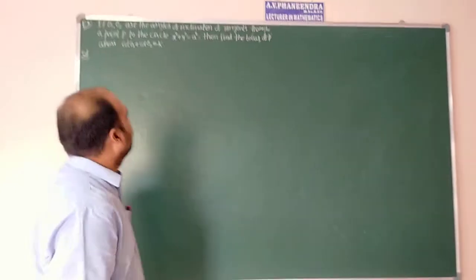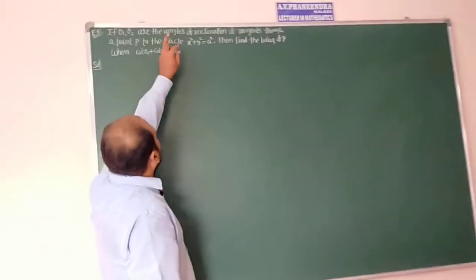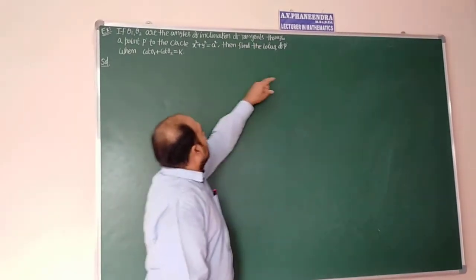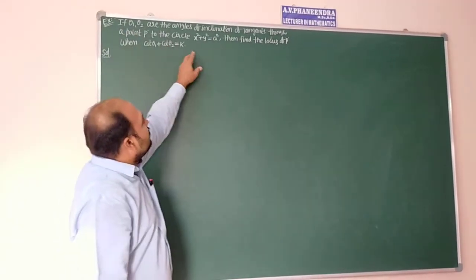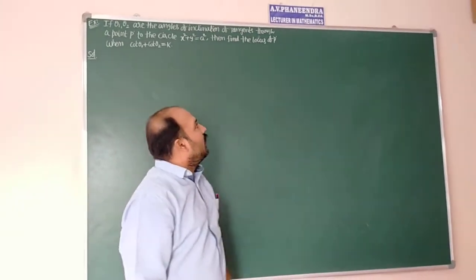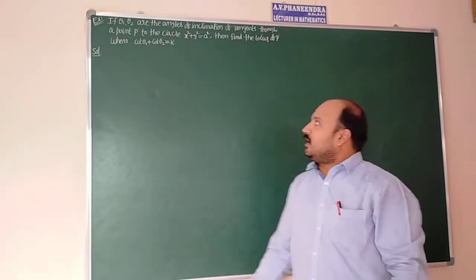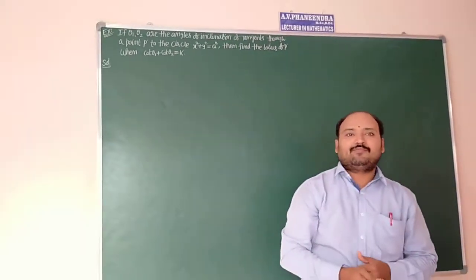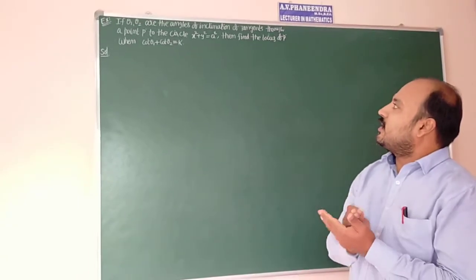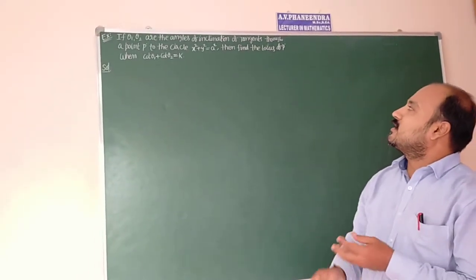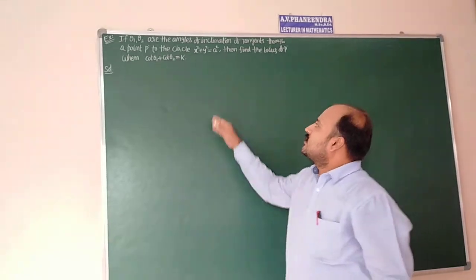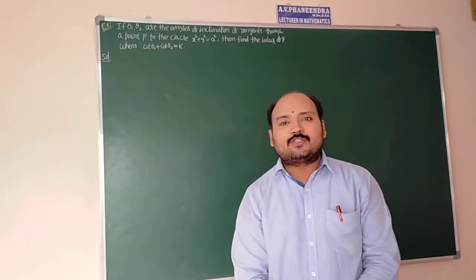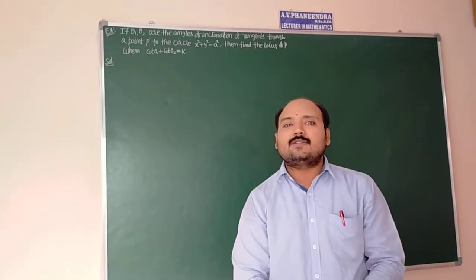Next example. If theta 1, theta 2 are the angles of inclination of tangents through the point P to the circle x square plus y square equal to a square, then find the locus of P when cot theta 1 plus cot theta 2 equal to k. Here theta 1, theta 2 are the angles of inclination of the tangents to the circle. This is not the general equation of a circle, it is the standard equation of a circle.